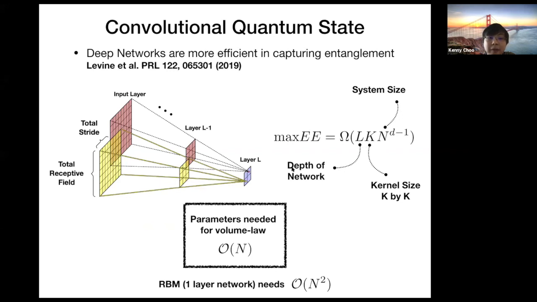So if we want to have a volume law entanglement, let's say in 2D, then the entanglement entropy should be N squared. So given this condition, what they found is that using this formula, you can see that the number of parameters needed for a volume law state would be order N if you're using a deep convolutional network. But for, let's say, a single layer network like an RBM, you will need order N squared. So in this sense, it is polynomially more efficient than shallow networks.